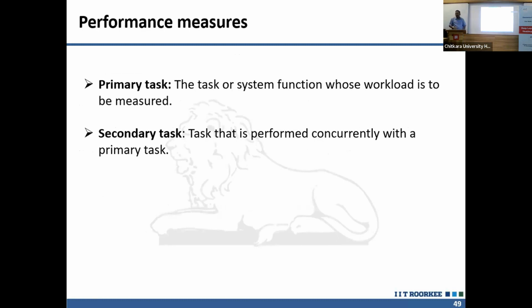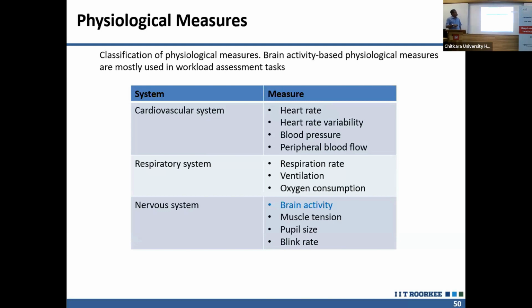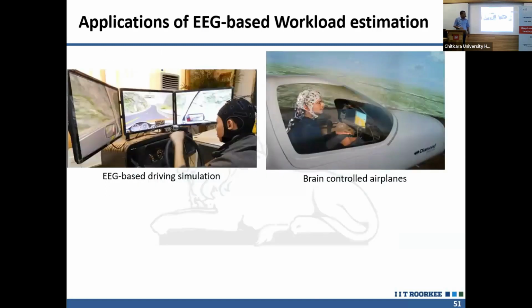Then you have physiological measures: cardiovascular systems, respiratory systems, nervous system, and different ways we can do this mental workload analysis. For example, cardiovascular: heart rate, blood pressure; respiratory: respiration, oxygen; nervous system: brain activity. Brain activity is what we are working on. Using brain activity or EEG analysis, we want to understand his stress.